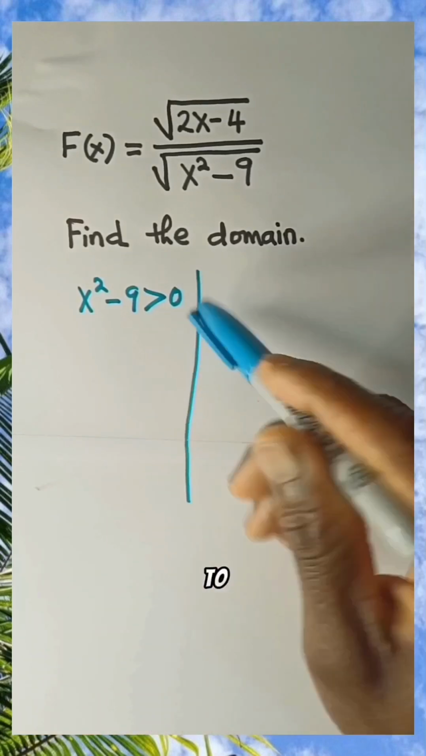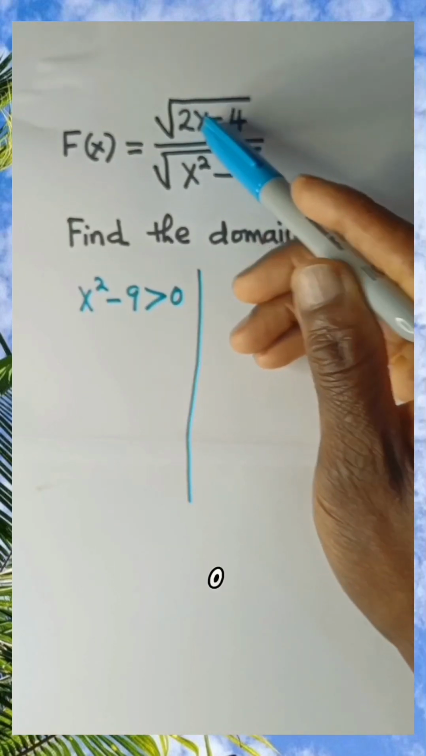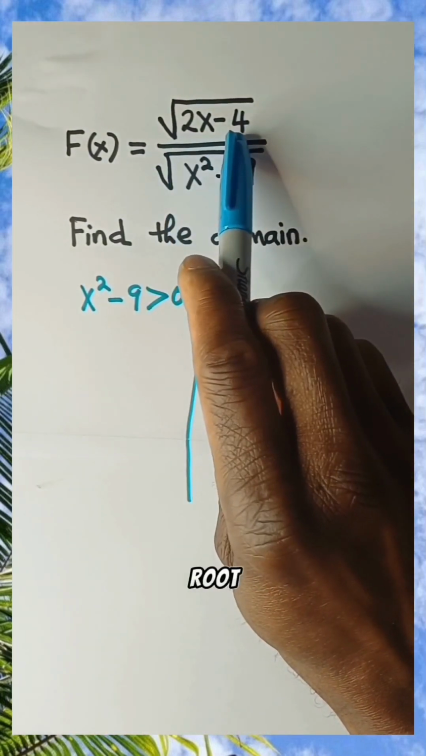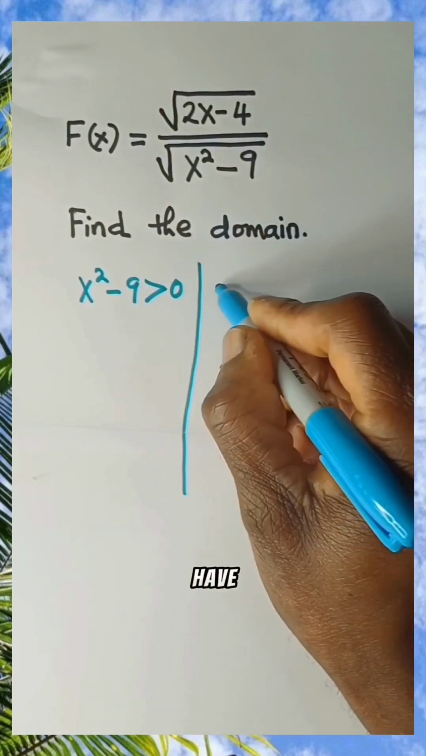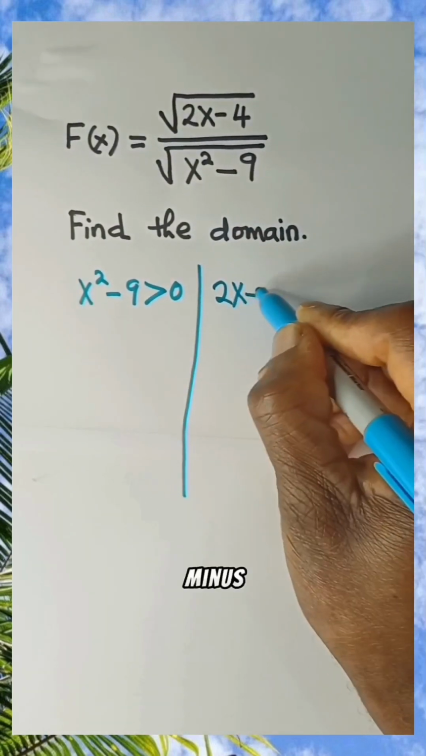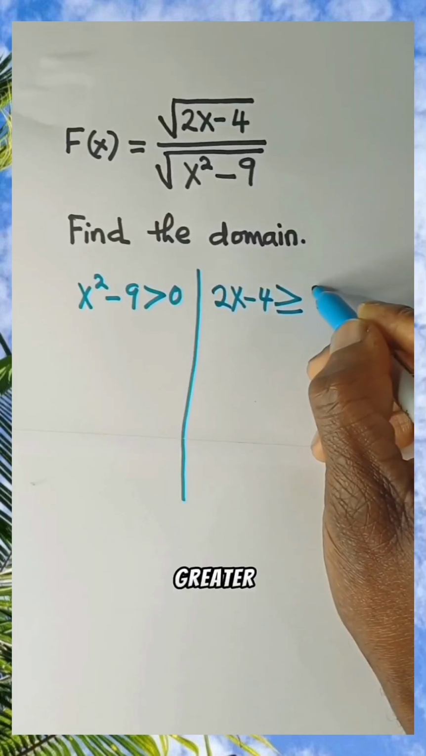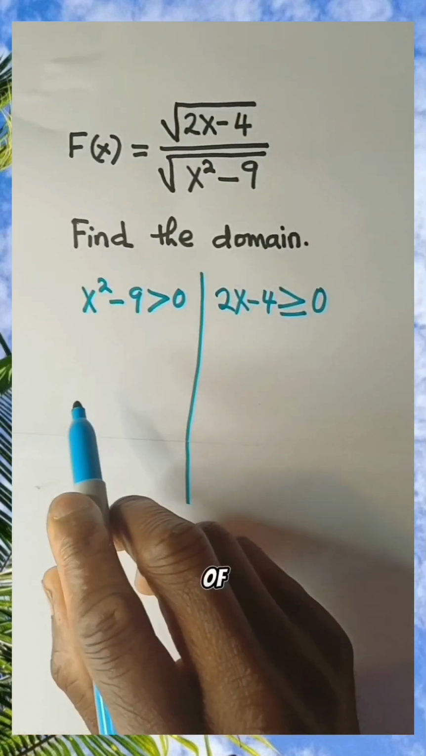Another restriction we're going to have is in the numerator. We know that the numerator can be 0 or greater than 0. So we are going to set the expression under the root equal to 0 or greater than 0. So we will have 2s minus 4 equal to 0 or greater than 0. Now let us solve the two inequalities to find the values of s.